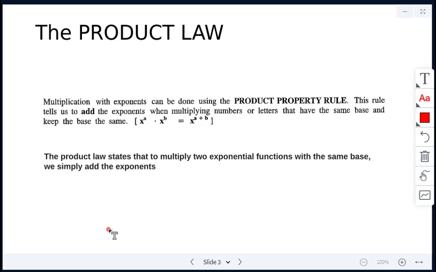So multiplication with exponents can be done using the product property rule when we have bases that are the exact same. As shown here, we have a base of x multiplied by a base of x. The exponent here is a, the exponent here is b. So anytime we have two exponential functions with the same base, all we're going to do is add the exponents. So x to the power of a multiplied by x to the power of b becomes x to the power of a plus b.